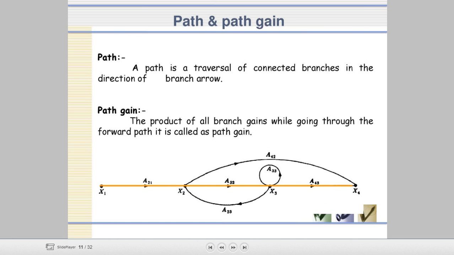What is path and path gain? A path is a traversal of connected branches in the direction of branch arrow. Path gain, the product of all branch gains while going through the forward path is called as path gain. If this is a path from input to output node, this is path gain. If I am considering this as a path, A21, A32 and A43 will be the path gain.